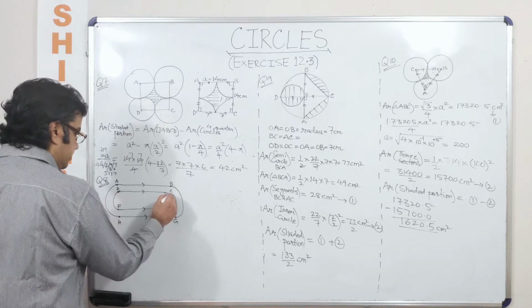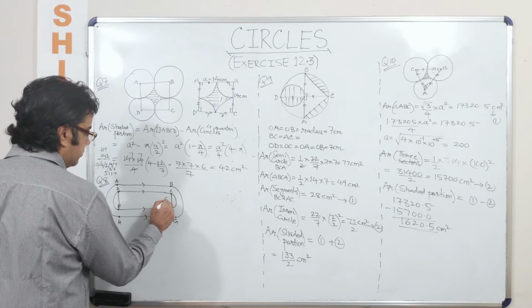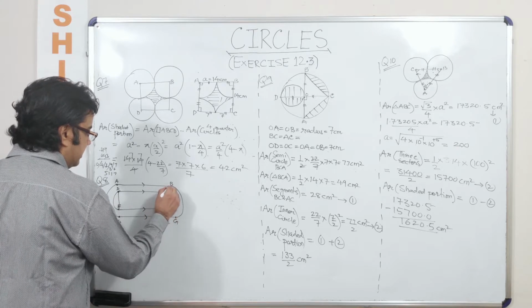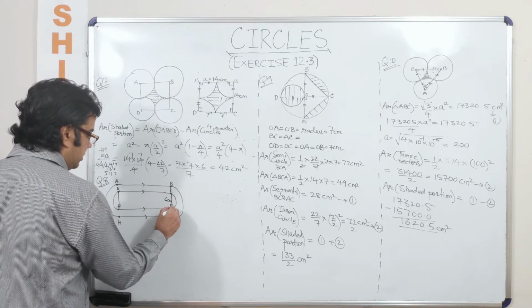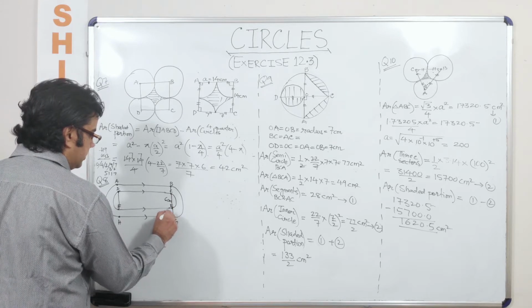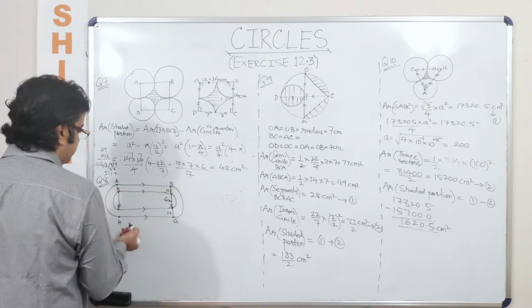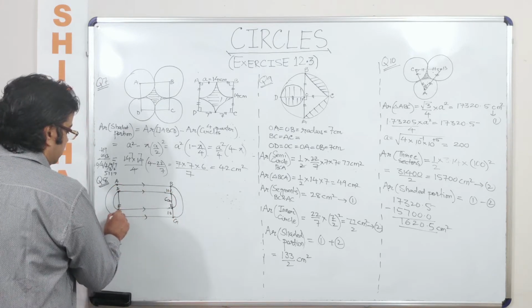Now this distance between C and E or the distance between D and F is already given to you as 60 meters. And the distance between B and C or E and G, if this is G, is given to you as 10 meters each. So this is 10 each.